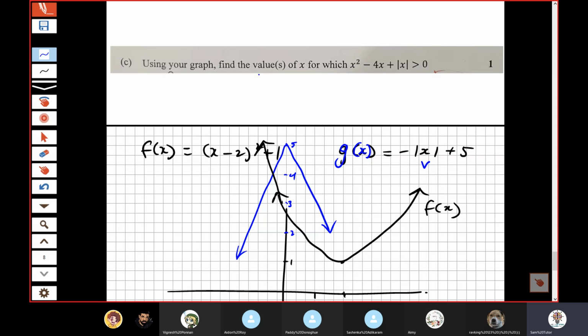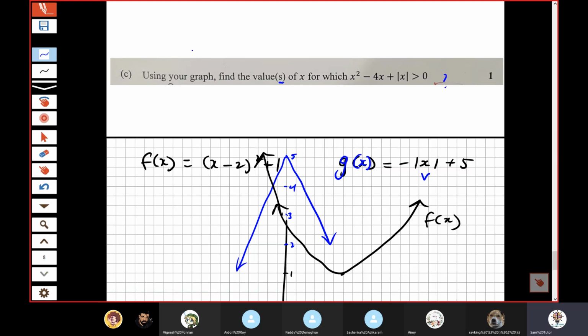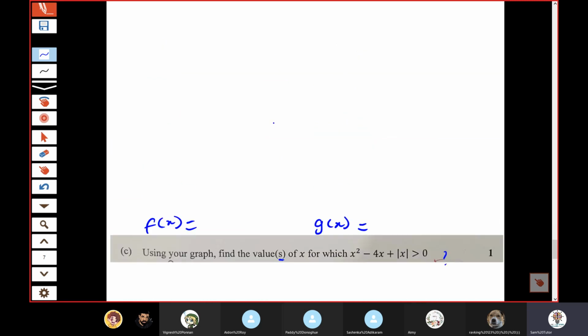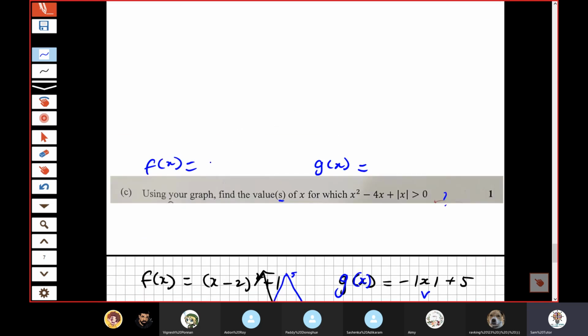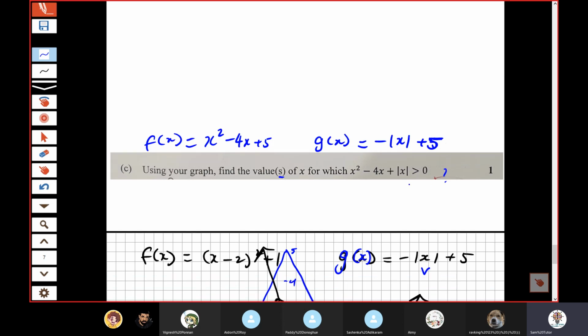There. Using your graph, find the value or values of x for which this happens. Now, this is really weird. It's greater than 0. Okay, let's just pause for a second again. Write down what f of x was and g of x was, because can you see it's not expanded? Sorry, it is expanded, so I'm not going to use this version. I would technically use the original version. What was the original? X squared take away 4x plus 5, and g of x was negative absolute value of x plus 5. Can anyone see what I'm trying to say with C?